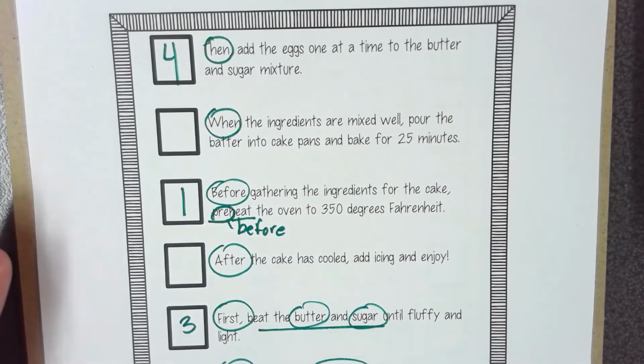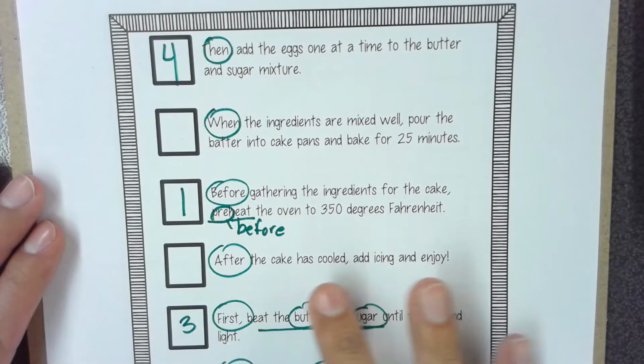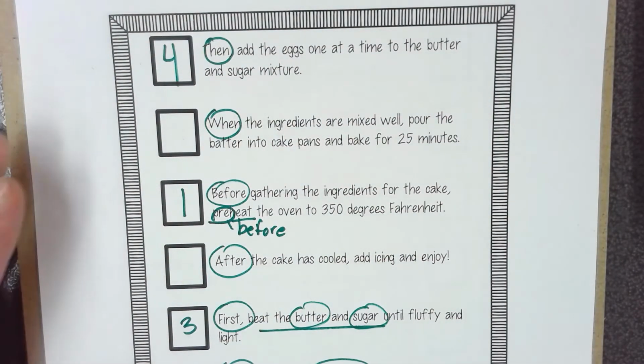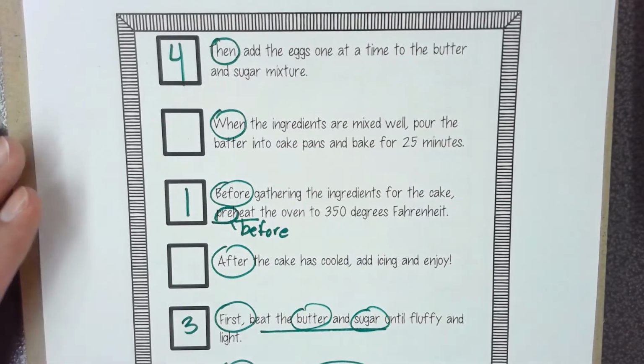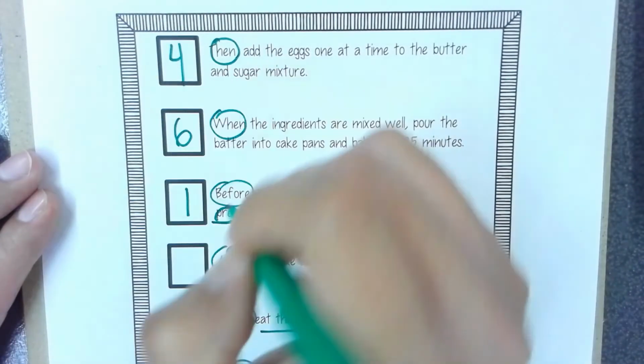What is the sixth step? Is it after the cake has cooled, add icing and enjoy? Let's ask ourselves that. Our cake hasn't been baked, so we cannot enjoy it. It must be this step.